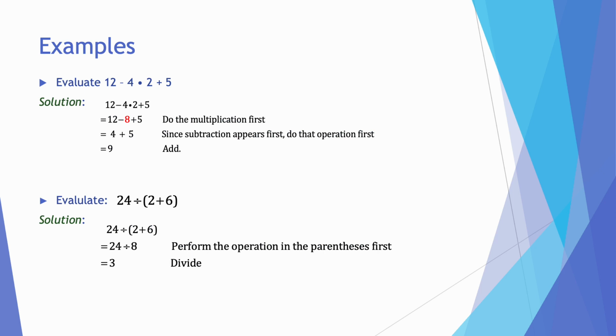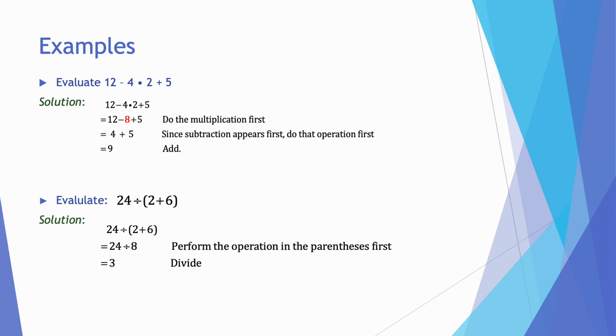In the first example, we're going to do 12 minus 2 times 4 plus 5. So when I go through the order of operations, there are no grouping symbols and there are no exponents. So that means I would do the multiplication first, the 2 times 4, and that would give me 8. So then my expression becomes 12 minus 8 plus 5. And now I add and subtract. 12 minus 8 is 4, plus 5, and the answer would be 9.